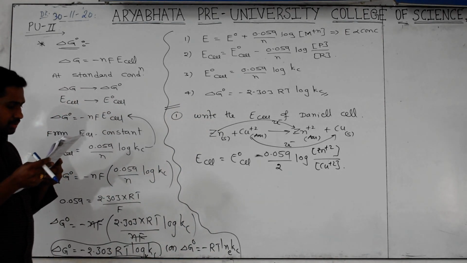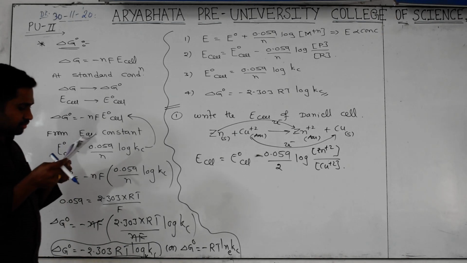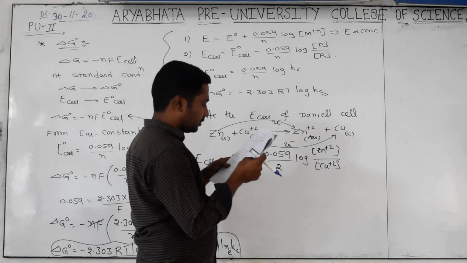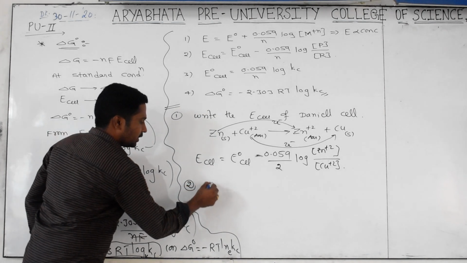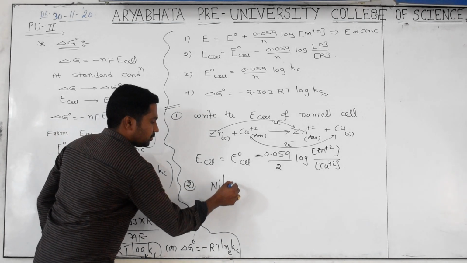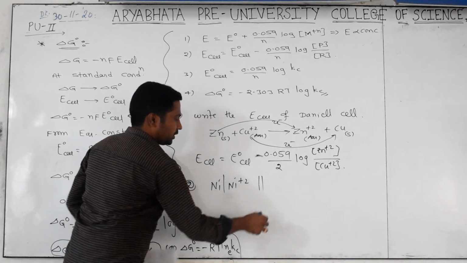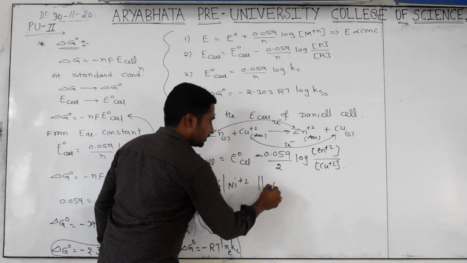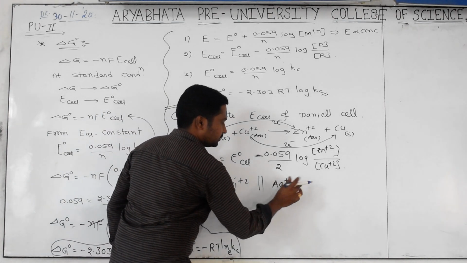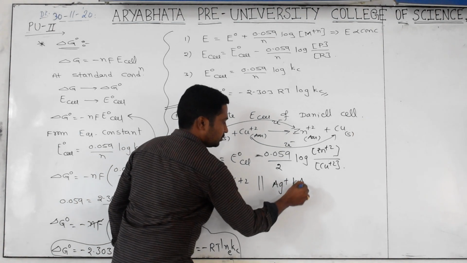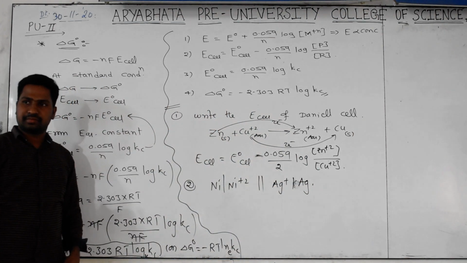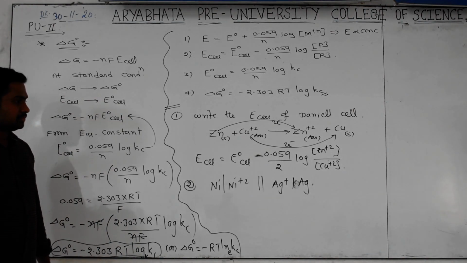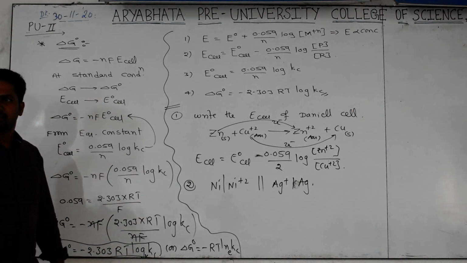Can I give one more? Write the EMF equation of the cell for the cell reaction given. You see the second one: Ni is converting into Ni2+, salt bridge, and Ag+ into Ag. I explained this one also. Once you try this one, write down the EMF of this cell for this cell reaction. Yes, a lot of meaning is there.